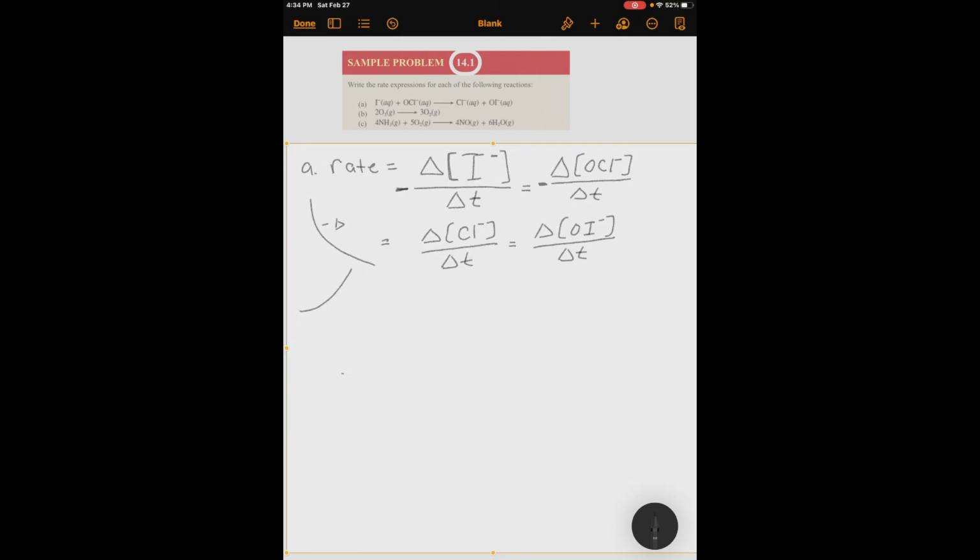The reason we put the negative for the reactants is because we want them to be positive. We do not want to say the rate is negative something. We want to say the rate is positive something. Okay? So we can do the second one, which is part B.